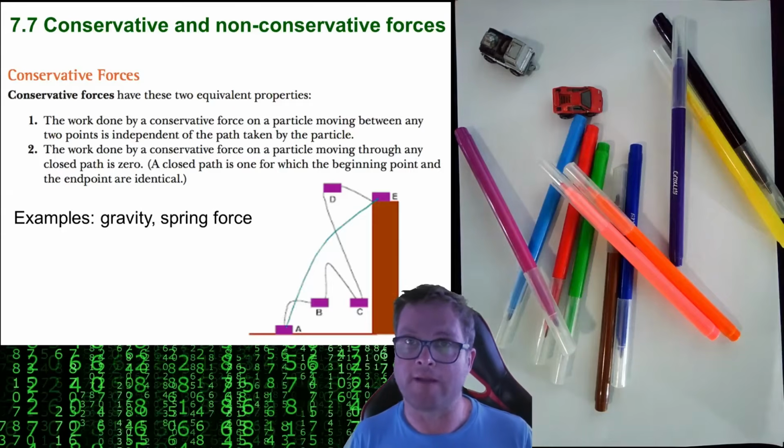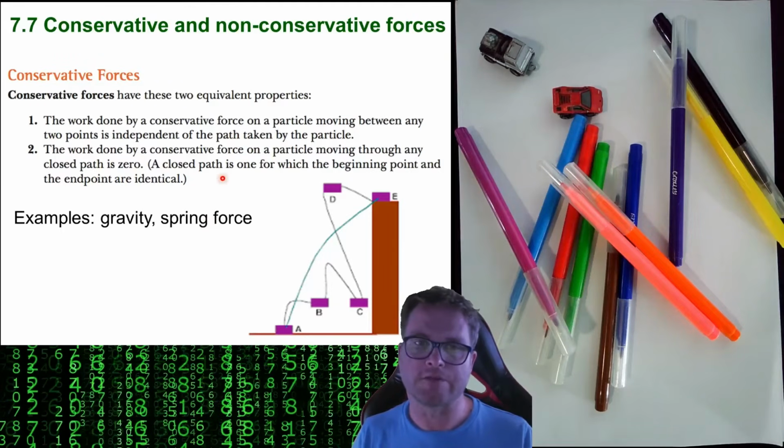And in fact, from school, you are already familiar with how you would calculate that work done. You would just use mgh, where h is the height of the bookcase, right? You wouldn't worry about the path. An equivalent property of conservative forces is that stated by point 2. The work done by a conservative force on a particle moving through any closed path is 0. And a closed path is a path for which the beginning and the end points are identical.